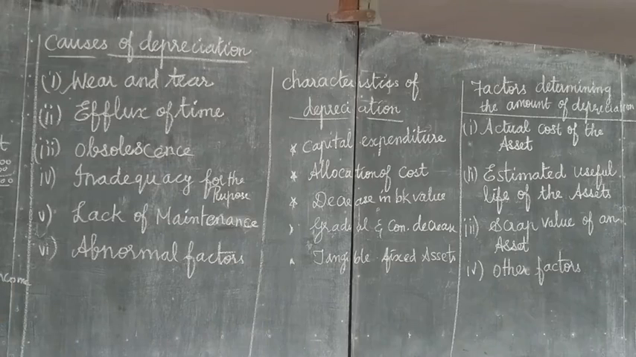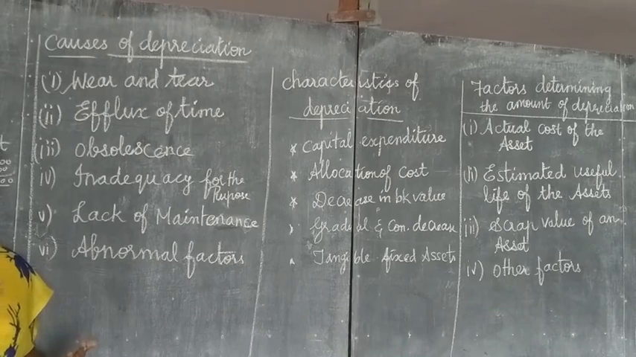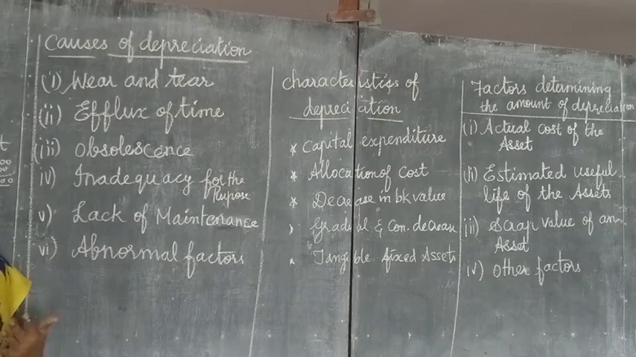Then effects of time. Effects of time means certain assets, whether used or not, become potentially less useful with the passage of time. Whether we are using it or not, it is not a problem. See, for example, the typewriting machine. In those days, the typewriting machine was very famous. Nowadays, whether we use the typewriting machine or not is no problem, because laptops and tablets have replaced the typewriter. So because of the passage of time, it becomes an old model. That is called effects of time.